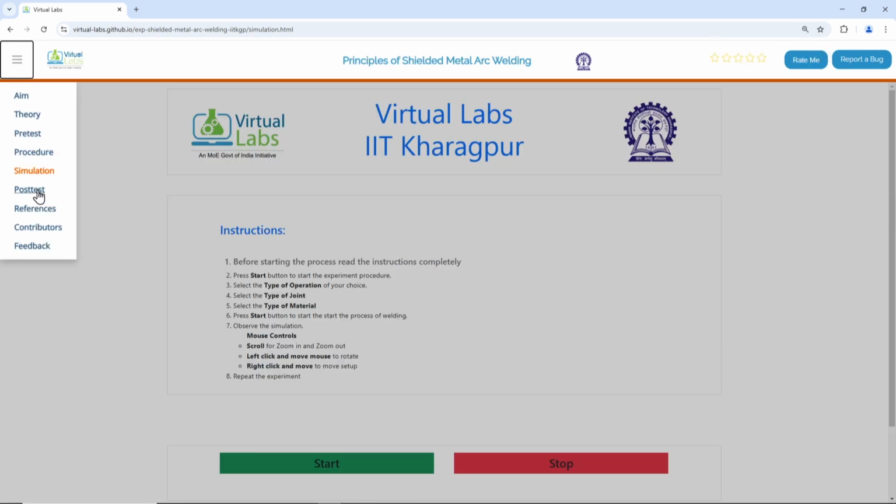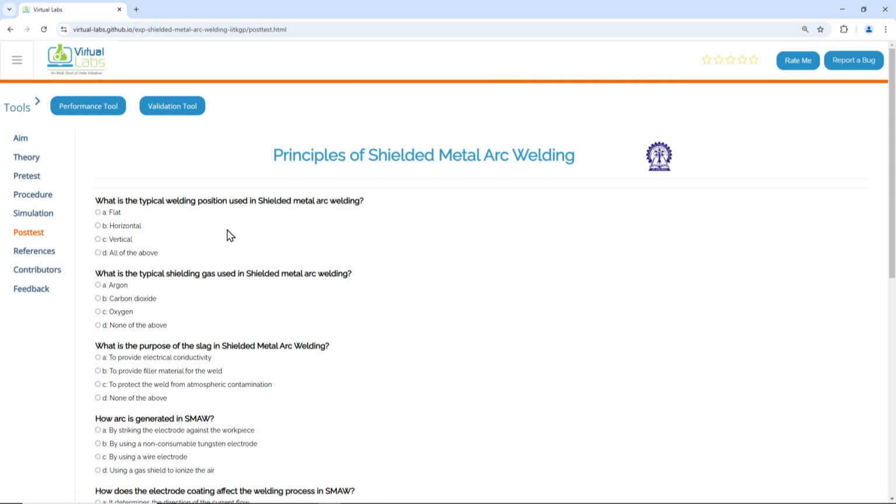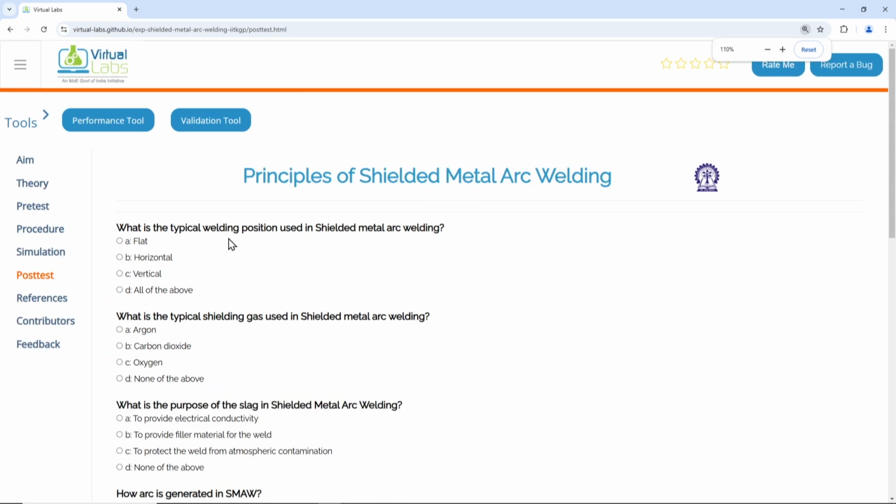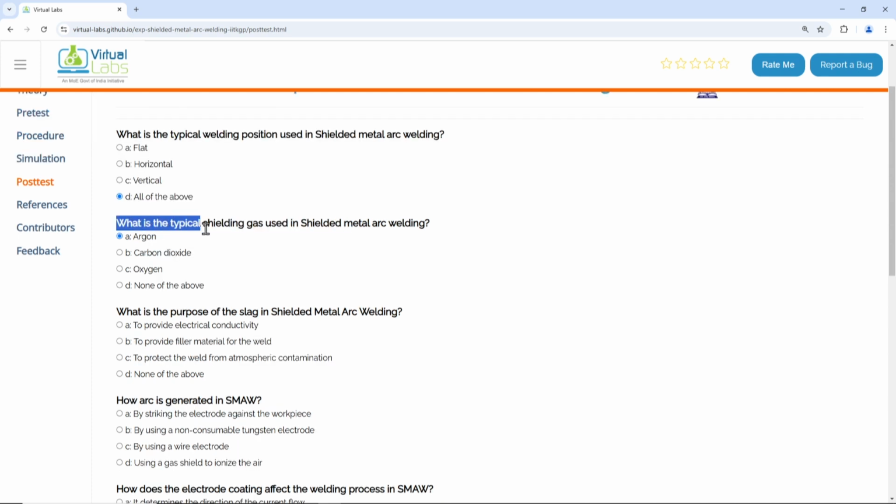Now the next step here is post-test questions. I click on the post-test, they are post-test questions. What is the typical weld position used in shielded metal arc welding? Typical weld position that is used here is, this should be all of these. The second question is, what is the typical shielding gas used in shielded metal arc welding? Argon, carbon dioxide, oxygen. Other three are not the right answers.